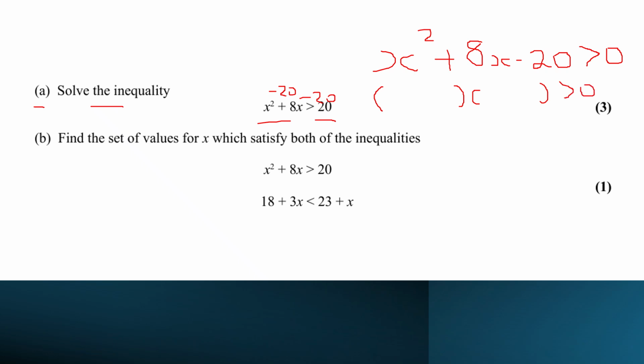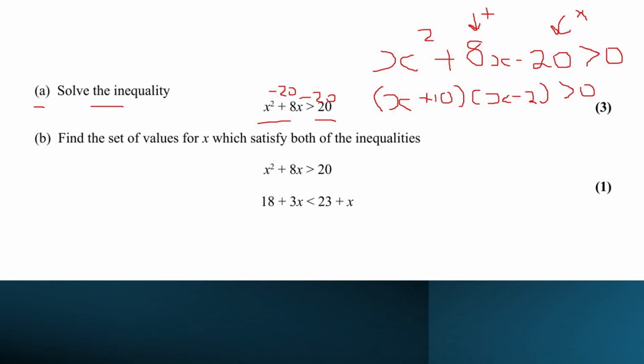To make x squared, we have x and x, because x times x makes x squared. Then I want two numbers that add to make positive 8 and multiply to make negative 20. That's going to be plus 10 and minus 2, because 10 plus minus 2 is 10 minus 2, which is 8, and 10 times minus 2 is minus 20, since a positive times a negative makes a negative.